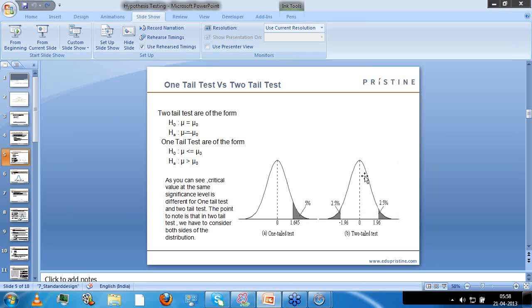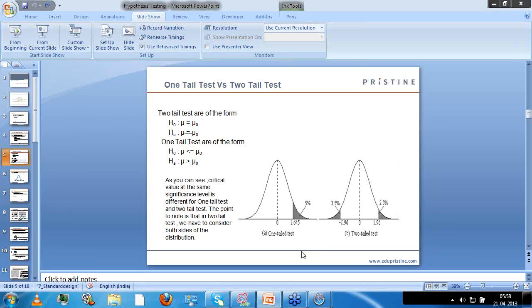In this diagram, as you can see, this is a two-tail test, and this shaded region represents the region in which the null hypothesis can be rejected. So if the significance level is 5%, it will be distributed equally in this region and in this region.